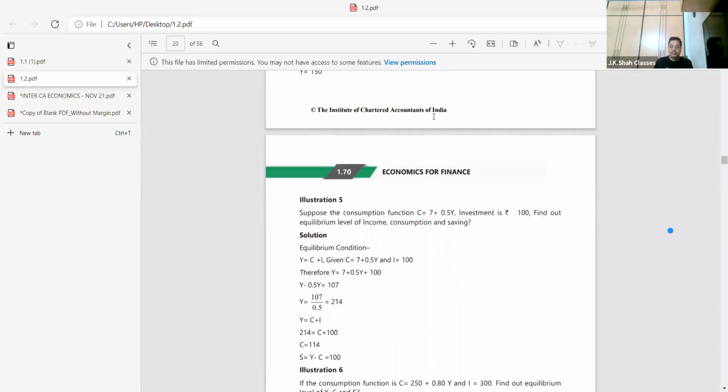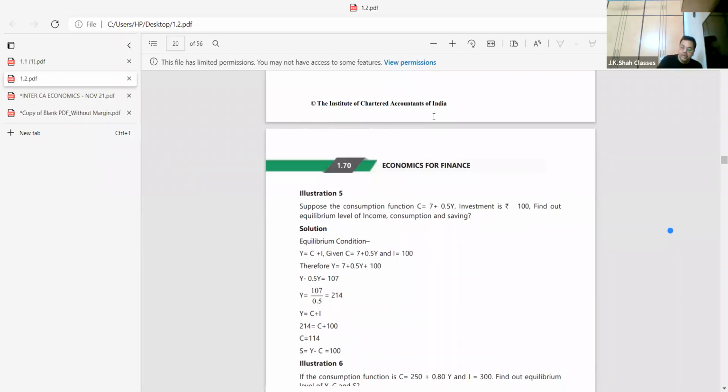Now, students, tell me what consumption is. Income is 214. And they have already told you that investment is 100. So consumption has to be the balancing figure, 114. Am I right? Consumption will be the balancing figure 114. Any doubts over here? No doubts. Let's go ahead.